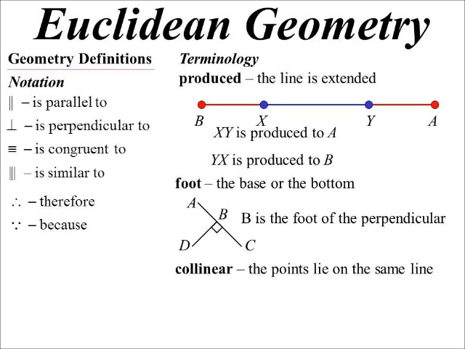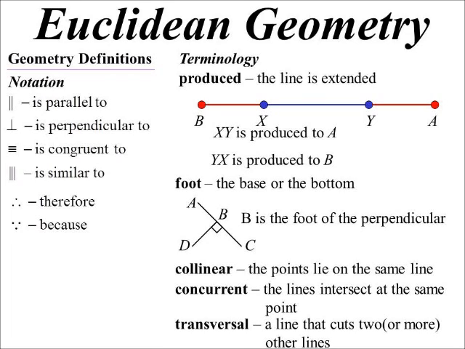Collinear, well, we talked about that in coordinate geometry. So the points lie on the same line, collinear, and concurrent is like the reverse. The lines go through the same point, so they share a common point. Transversal, most often seen when we're talking about parallel lines, but it's not restricted to parallel lines. A transversal is simply a line that cuts 2 or more other lines. That's a transversal.